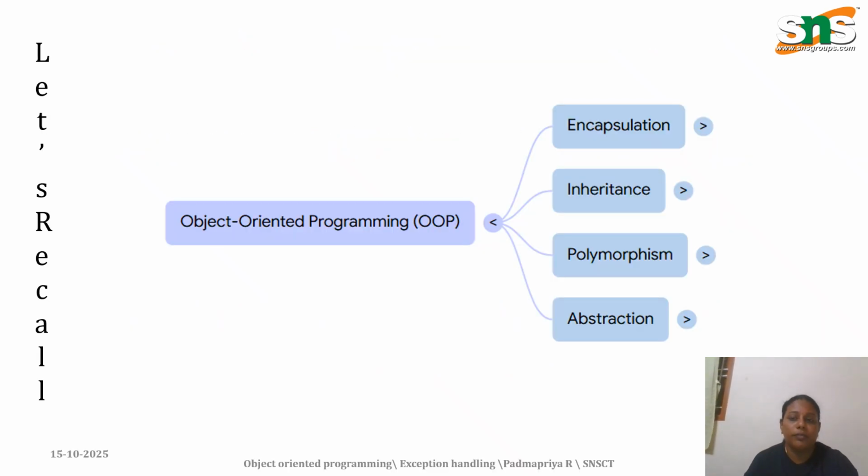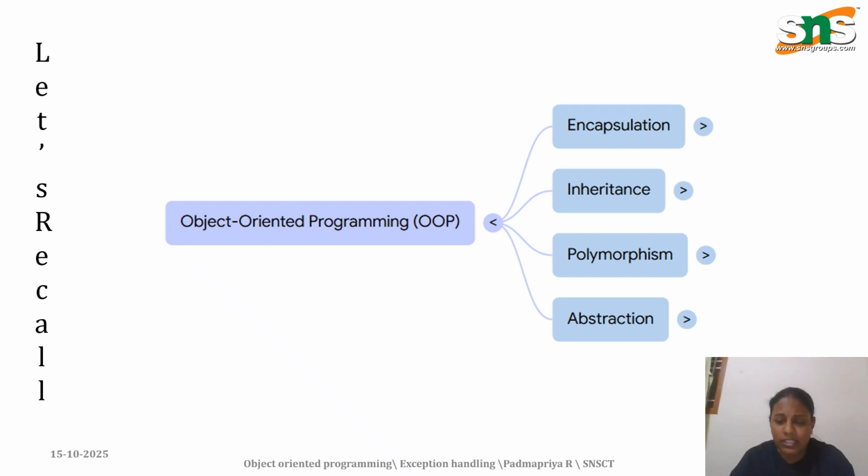Before we see the session, let's recall the last session. In the last session, we discussed general concepts: encapsulation, inheritance, polymorphism, and abstraction. In inheritance, we already saw the types of inheritance and why we are using inheritance. Those things we have already seen.